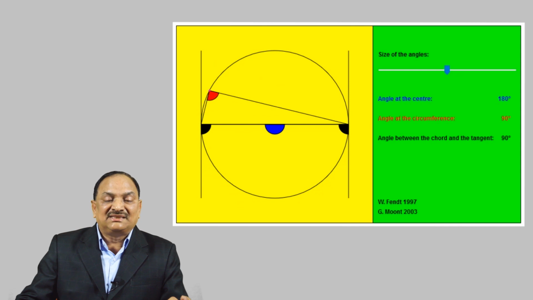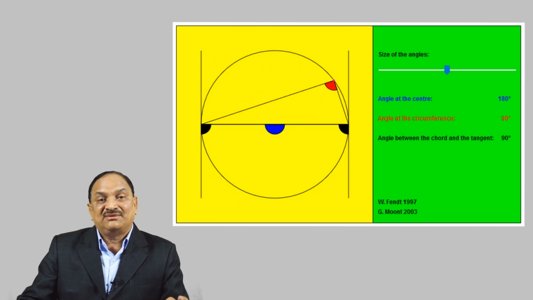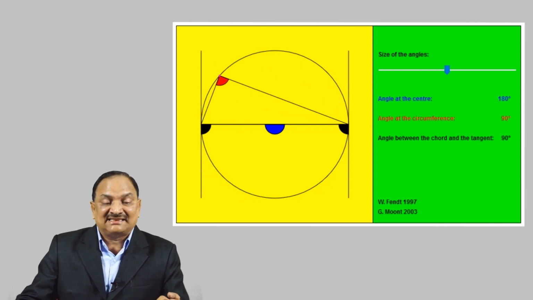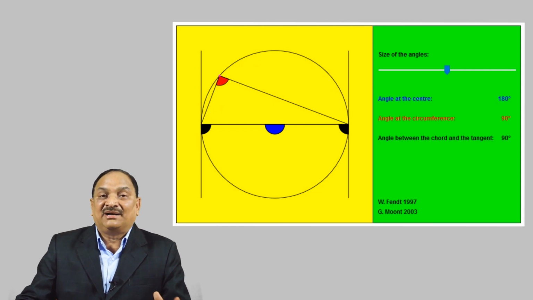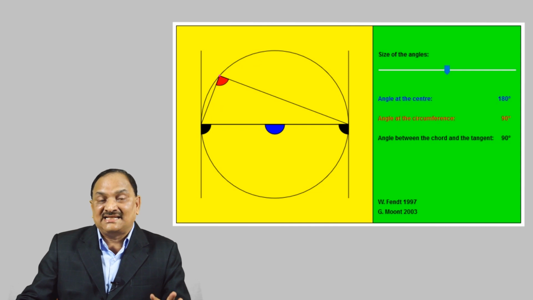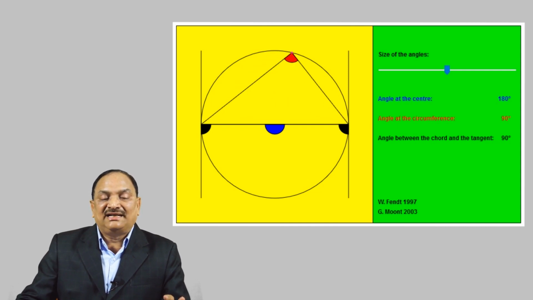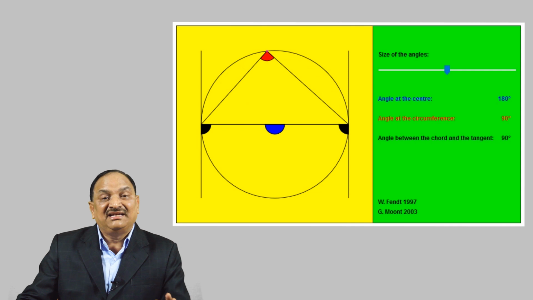So wherever you take this point, the angle is all the time about 90 degrees, half of 180 degrees. So if you have a straight angle at the center, the angle at any point in the remaining part of the circle is a right angle. So this is an important observation that we are going to make. We are verifying this theorem.